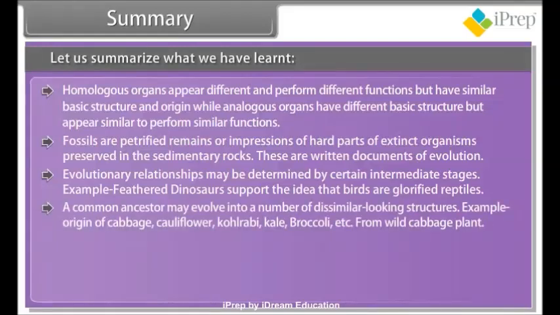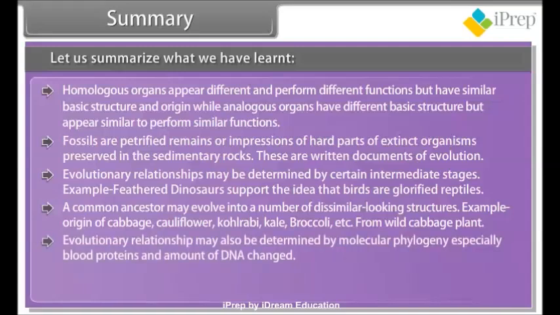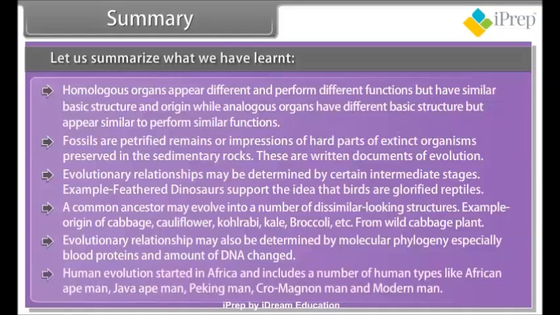A common ancestor may evolve into a number of dissimilar-looking structures. Example, the origin of cabbage, cauliflower, kohlrabi, kale, broccoli, etc. from the wild cabbage plant. Evolutionary relationship may also be determined by molecular phylogeny, especially blood proteins and the amount of DNA changed. Human evolution started in Africa and includes a number of human types like African ape man, Java ape man, Peking man, Cro-Magnon man, and modern man.